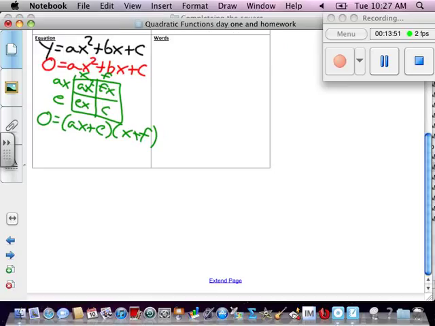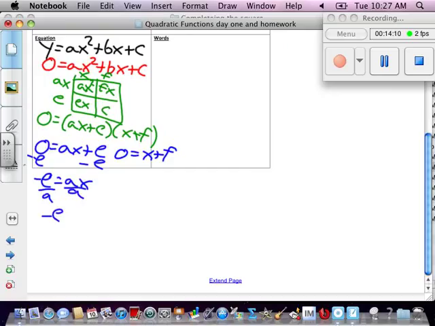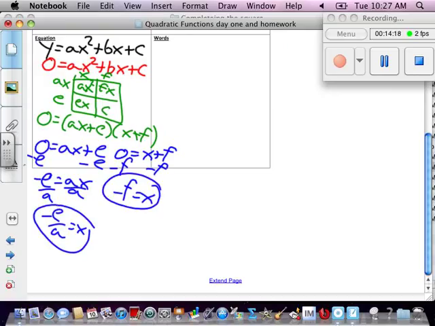Okay. Then you set each one equal to 0. Not the whole alphabet, only through f. Okay, and then I'm going to subtract e from both sides. Divide by a. I'm going to subtract f from both sides. Negative f equals x. The two roots.